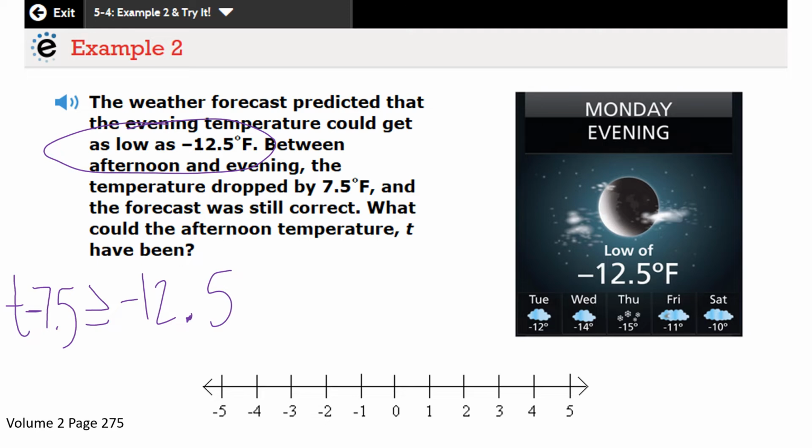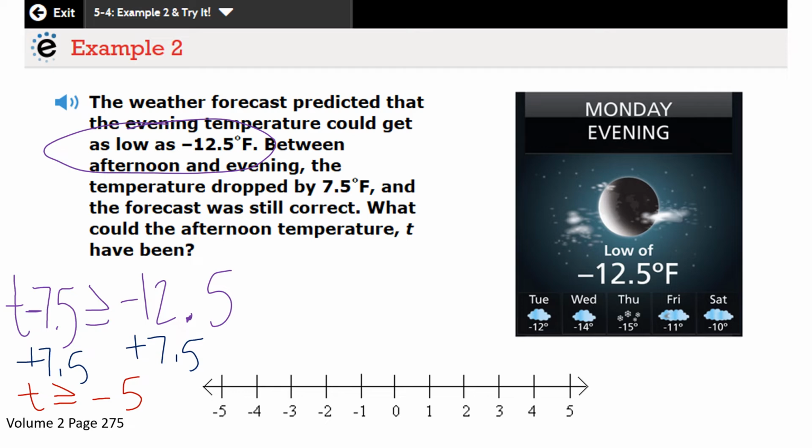T minus 7.5 is on the left side of the inequality right now. We want to know what just T is. So in order to get just T, we have to undo that subtraction. That's the opposite operation. So we're going to add 7.5 to both sides of the inequality. That leaves us with T is greater than or equal to negative 5. What that means is the afternoon temperature was warmer than negative 5 degrees, or it was negative 5 degrees.